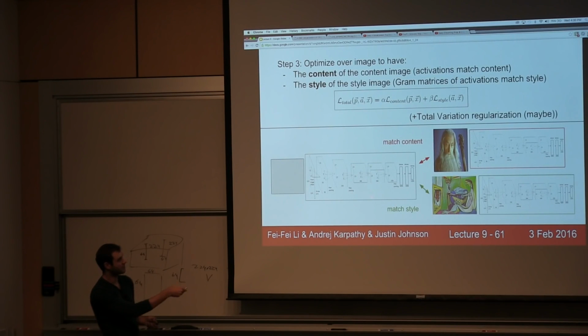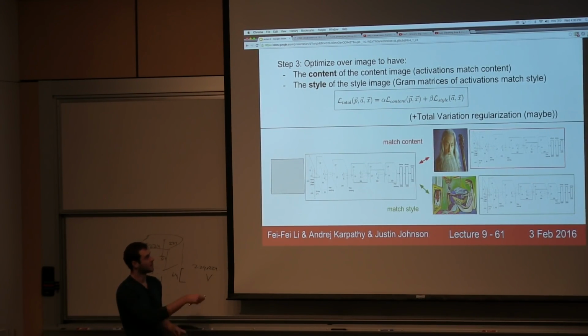So when we're actually optimizing over this ConvNet, we'd like to have the same kind of pairwise statistics, but we'd like to have the raw activations of that.